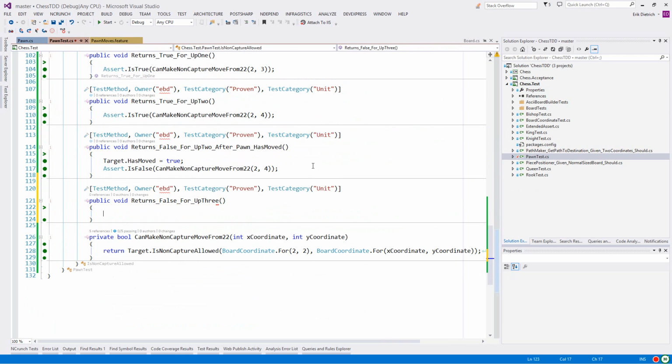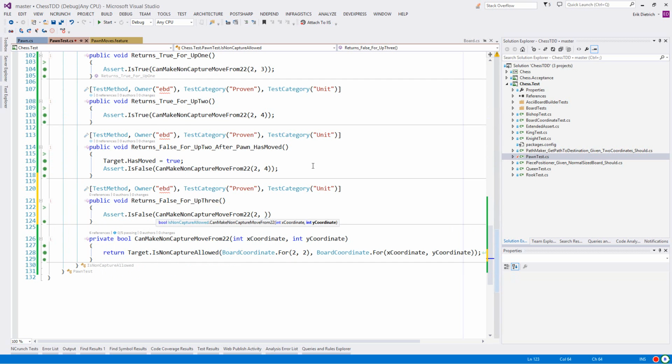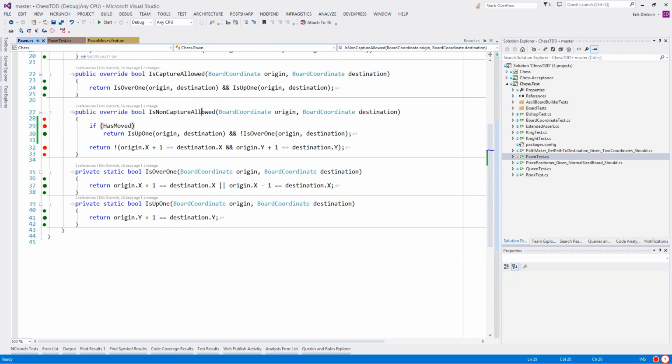So for the next test here, I see that this wasn't something I'd really covered yet. I want to make sure that when you ask whether a non-capture move is allowed, and you give this thing something like 3 moves forward, see, that's a problem. I had a suspicion that that would not work properly. Obviously, we shouldn't be allowing moves that the pawn can't make anyway.